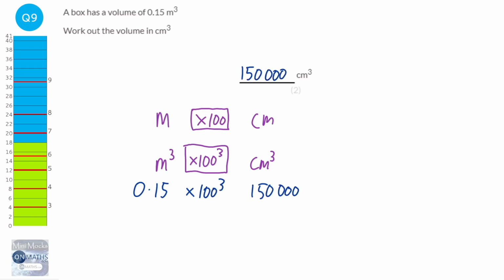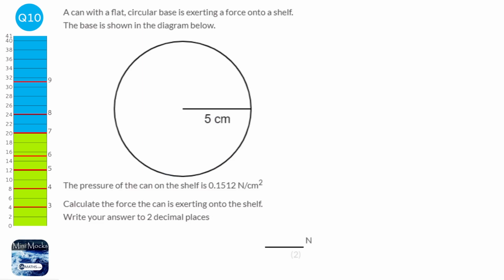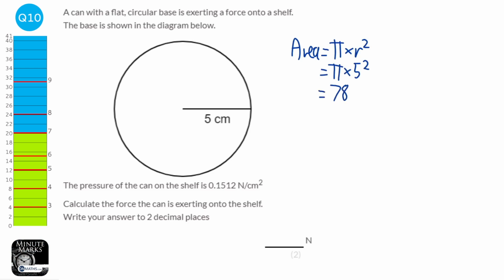150,000 centimeters cubed. To find the force, we need the pressure and the area. We're given the pressure in the question, so all we need to do is find out what the area of this circle is. And the formula is pi times r squared, which will be pi times the radius, which is 5 squared, which will be 78.539 blah blah blah.